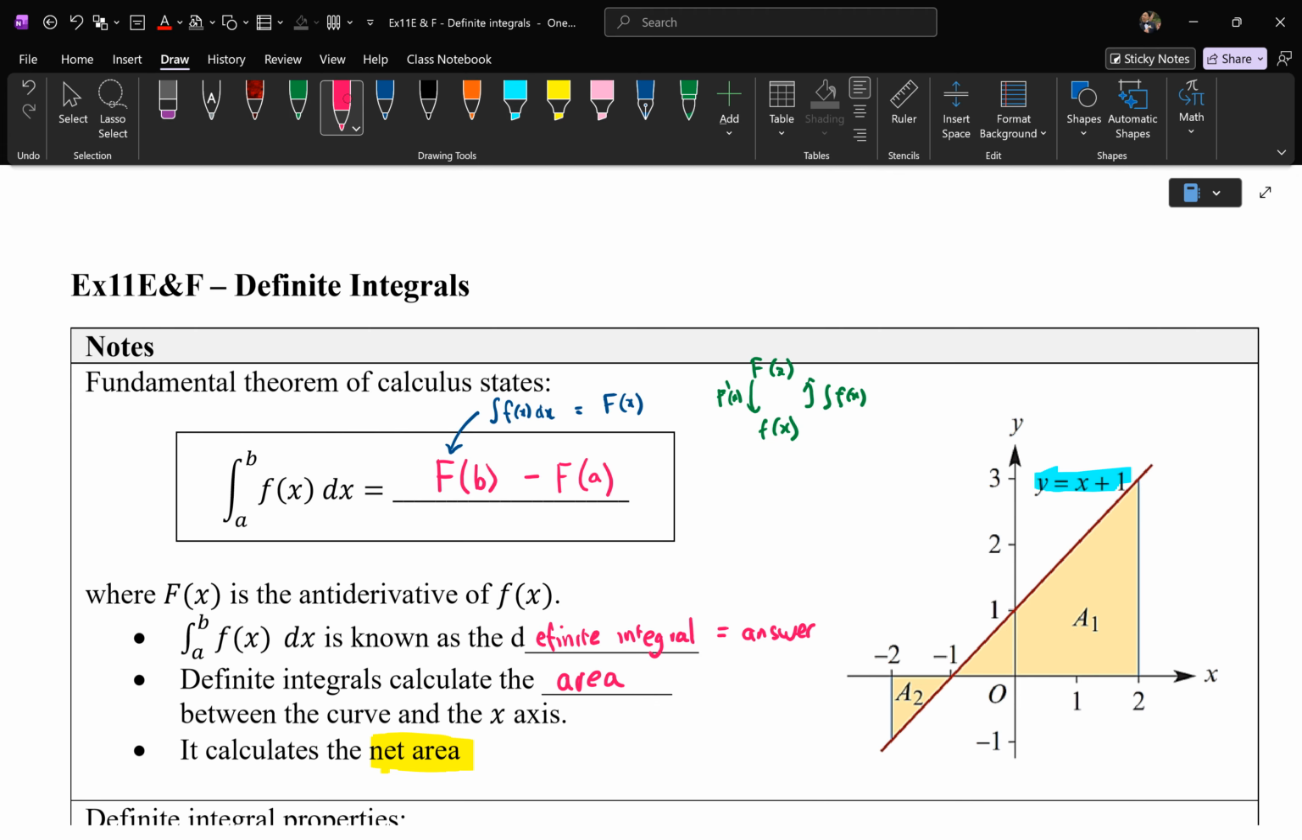If I told you to find the antiderivative of x plus 1 dx, remember you always have to have dx, between -2 and 2, it will find the area under the graph and the x-axis. So you can see you've got A2 and you've got A1. It will find the area of these two together. The problem is that one area is above the x-axis, so that's considered positive area. The other one is a negative area. So when you add these two areas together, you're going to get less than what it would actually be.